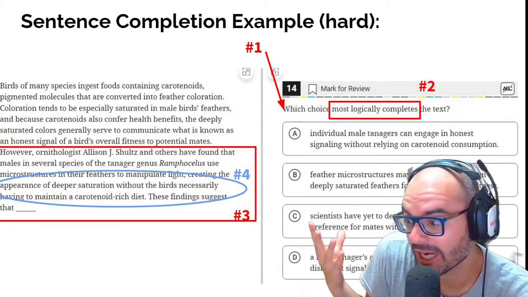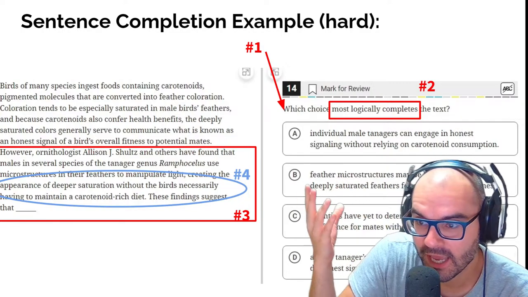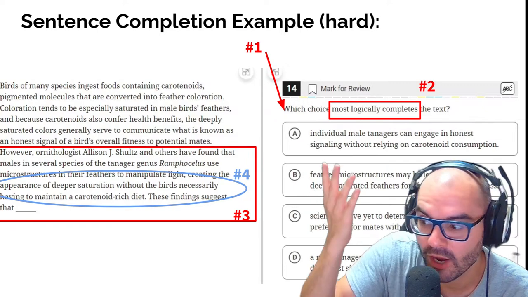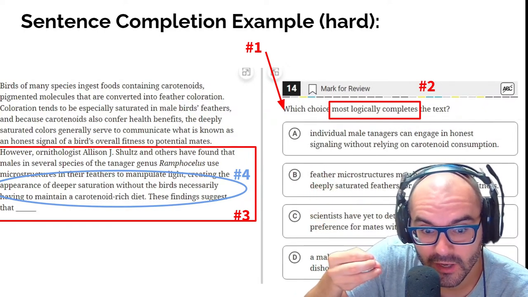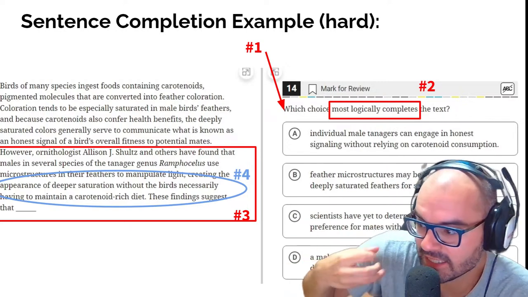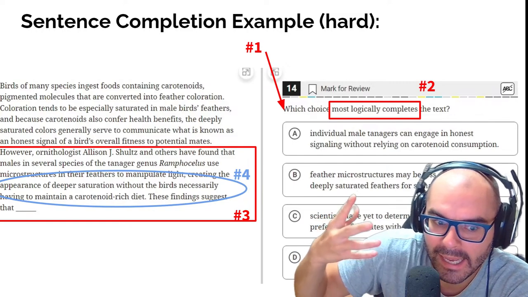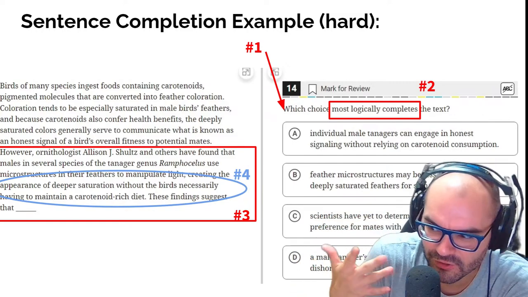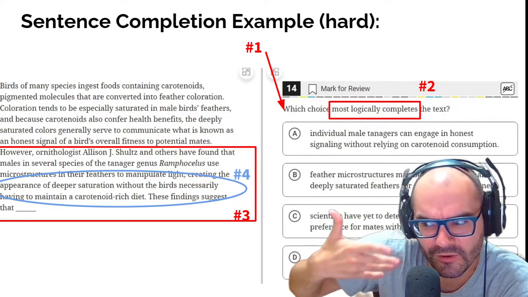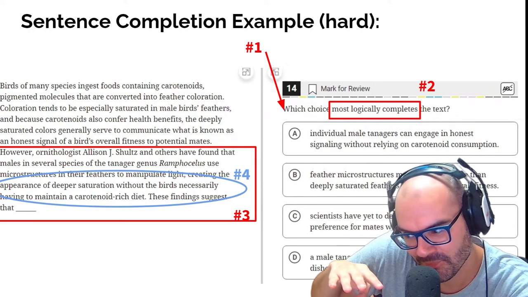I have no idea what that is, and I don't really care. I don't need to know what that word means. They have a magic substance. They eat their broccoli, whatever it is. So when they eat this stuff, it would give them this deeper saturation or this color, right? But some of them are using microstructures in the feathers. Some of them are sort of producing that same appearance without the diet.